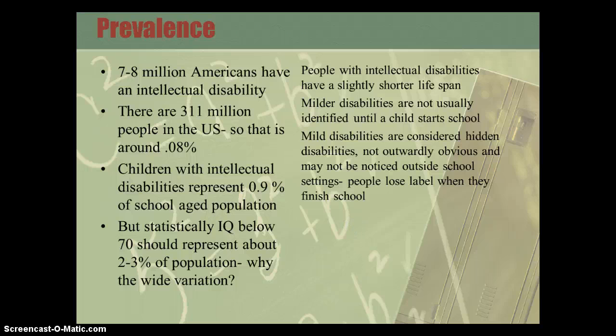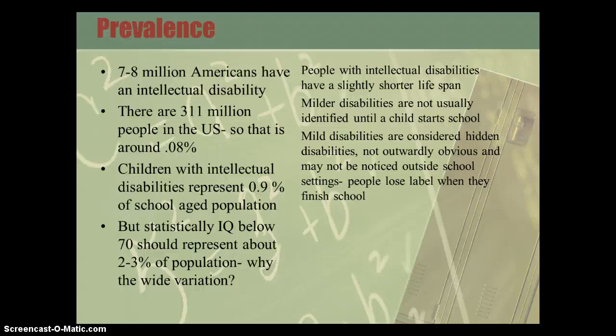Prevalence, about 7 to 8 million Americans have an intellectual disability. 311 million people in the U.S., so that's about 0.08%. Children with intellectual disabilities represent about 0.9% of school-age population. But if we look at IQ, just the way IQ is set up, it should be about 2 to 3% of the population. And the reason for that, several reasons.